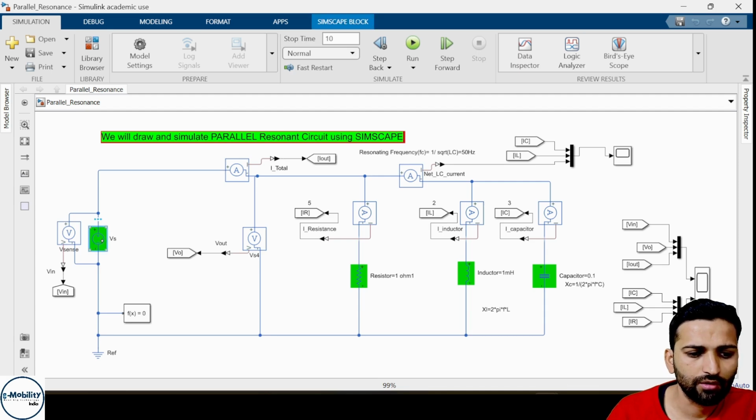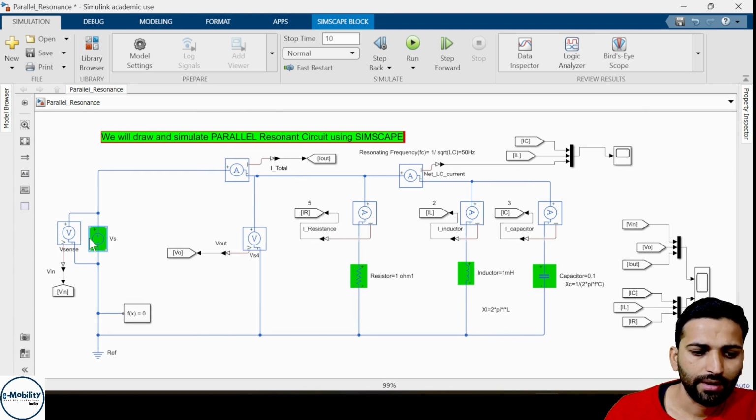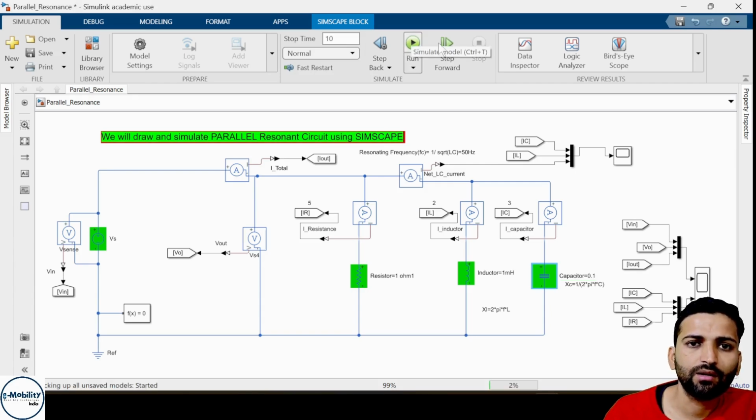What is the voltage source? You can see here it is 10 square root 2, or the peak; the RMS value of this voltage is 10. Square root 2 means I am giving the maximum input. The frequency is 50 Hz, but let's put 40 Hz right now and see what will happen. At 40 Hz the resistance I have taken is 1 ohm, inductance 1 millihenry, and capacitance 0.1 millifarad. Now I am running it for 10 seconds, and let me see what the responses are.